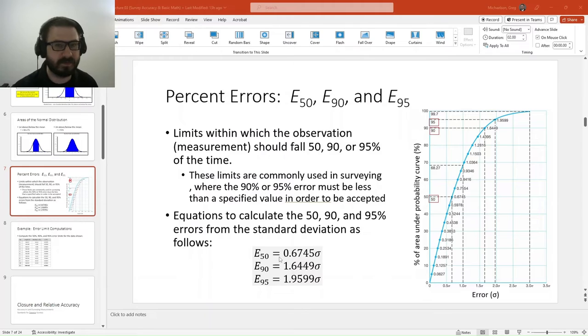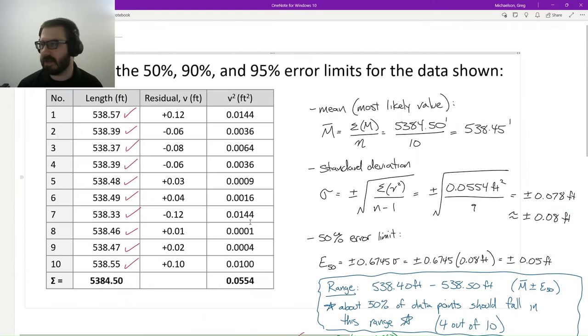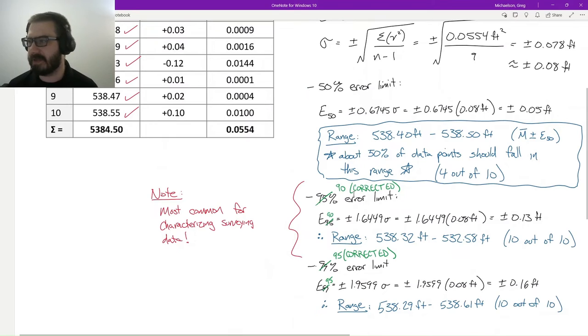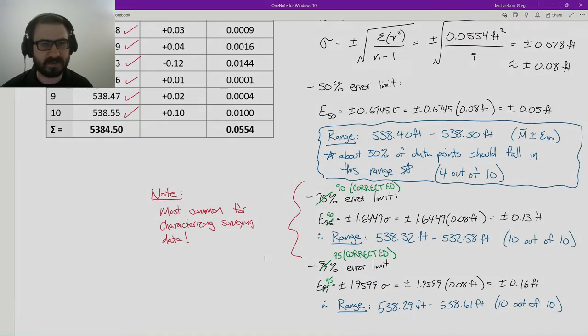The actual coefficients of the equations themselves didn't change, and nothing that we did in our in-class example changed. The only thing that really had any effect was on these, I had the wrong subscript. Should have been 90 and 95, not 95 and 99. So apologies for the confusion and inconvenience. And with that, we'll get back to the lecture.